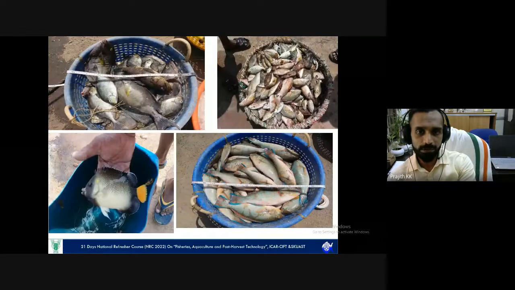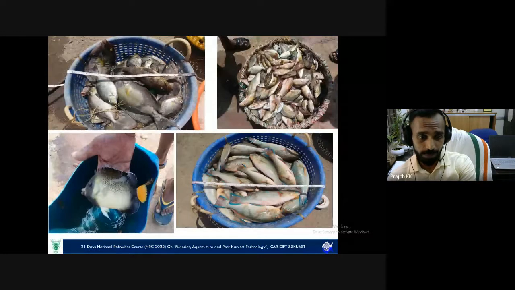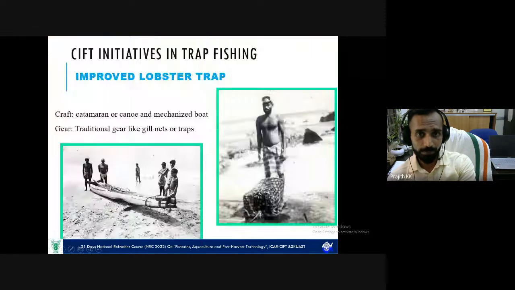This is a typical catch. You can see what type of catch is obtained. Mainly fishes associated with the reef ecosystem. Many times, ornamental fishes are also obtained.